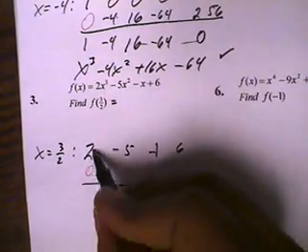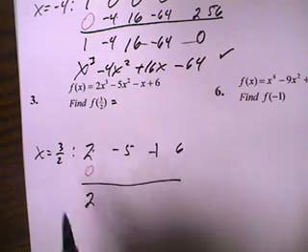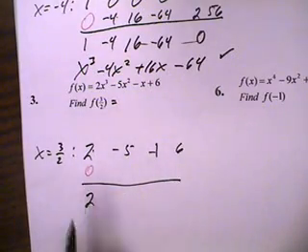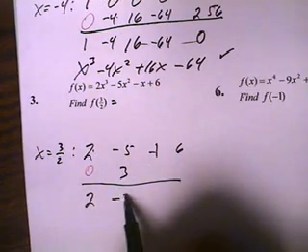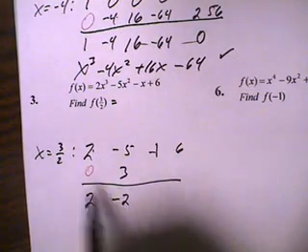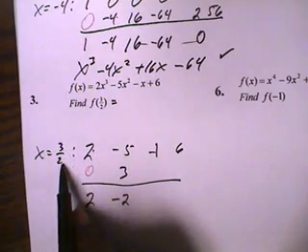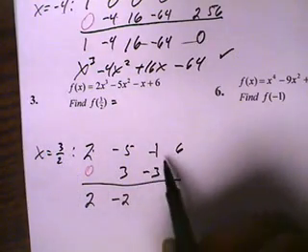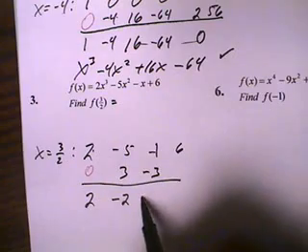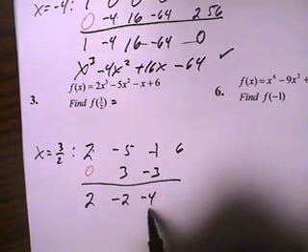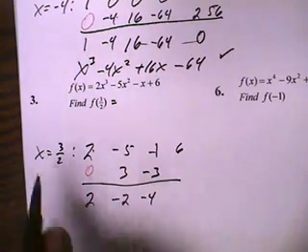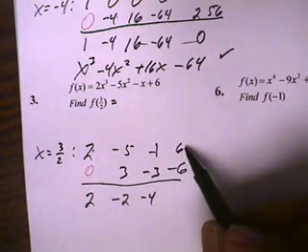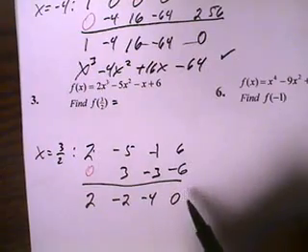I'm going to add the 2 and the 0, and I'll get 2. 3/2 times 2 gives me 3. A negative 5 and a 3 gives me negative 2. A negative 2 multiplied with a 3 over 2 gives me negative 3. A negative 1 and a negative 3 is negative 4. And a negative 4 times a 3 over 2 is a negative 6. A positive 6 and a negative 6 is 0.